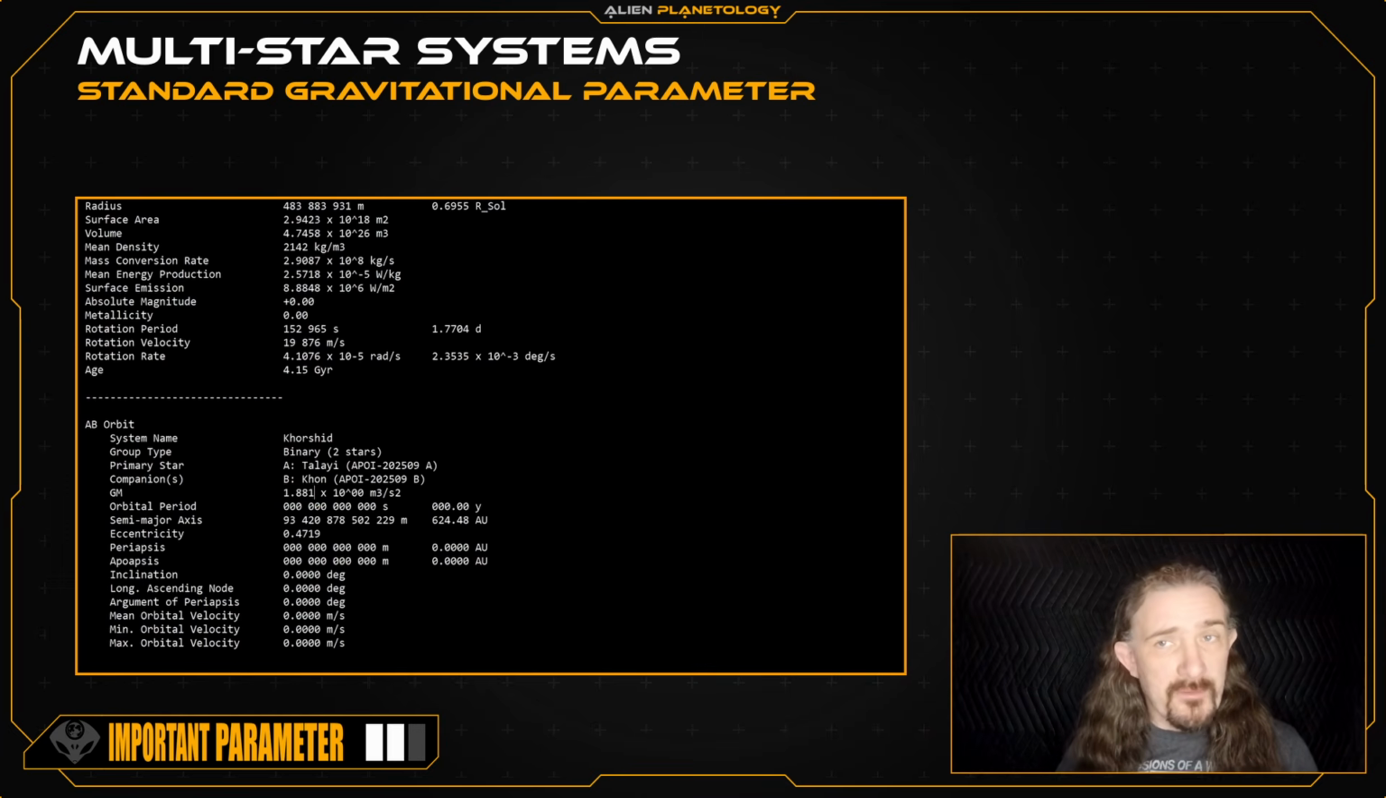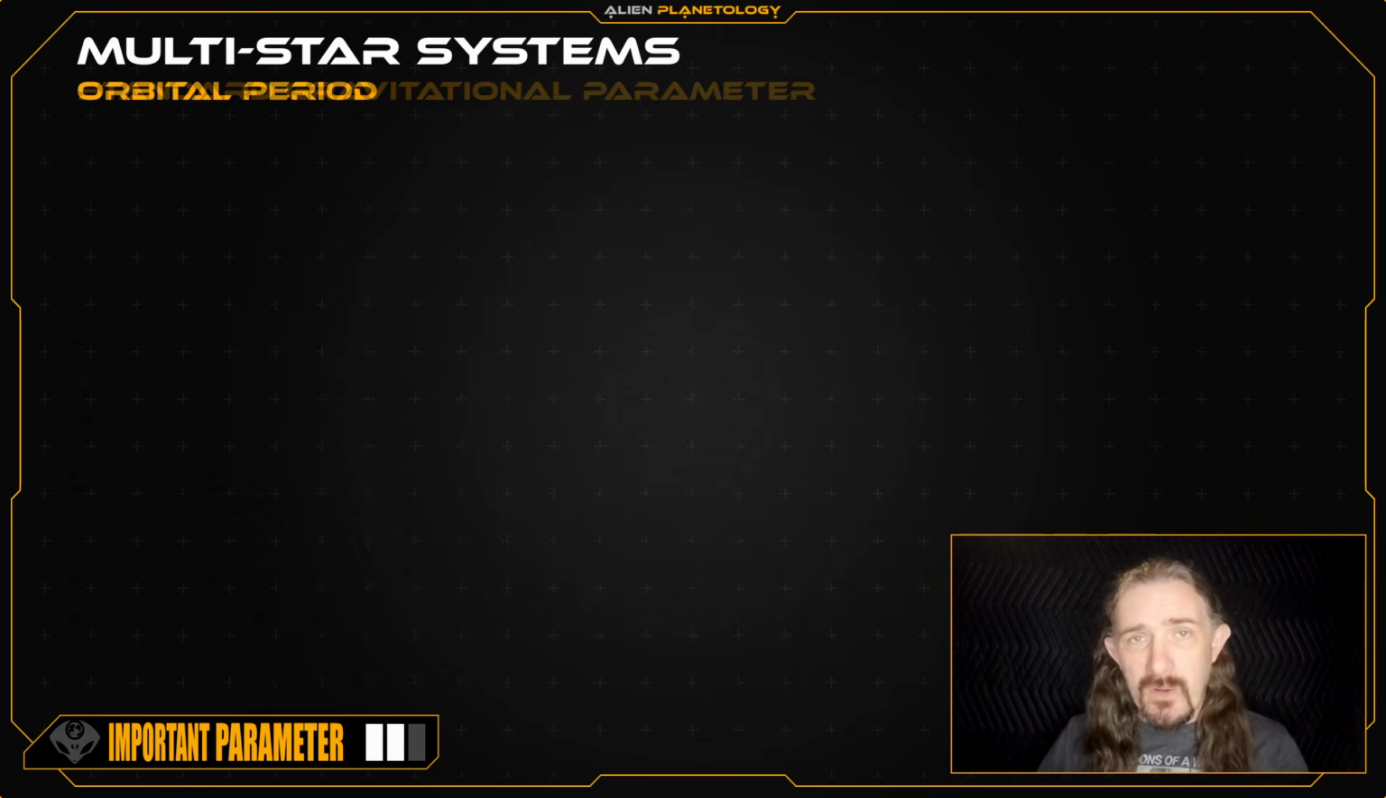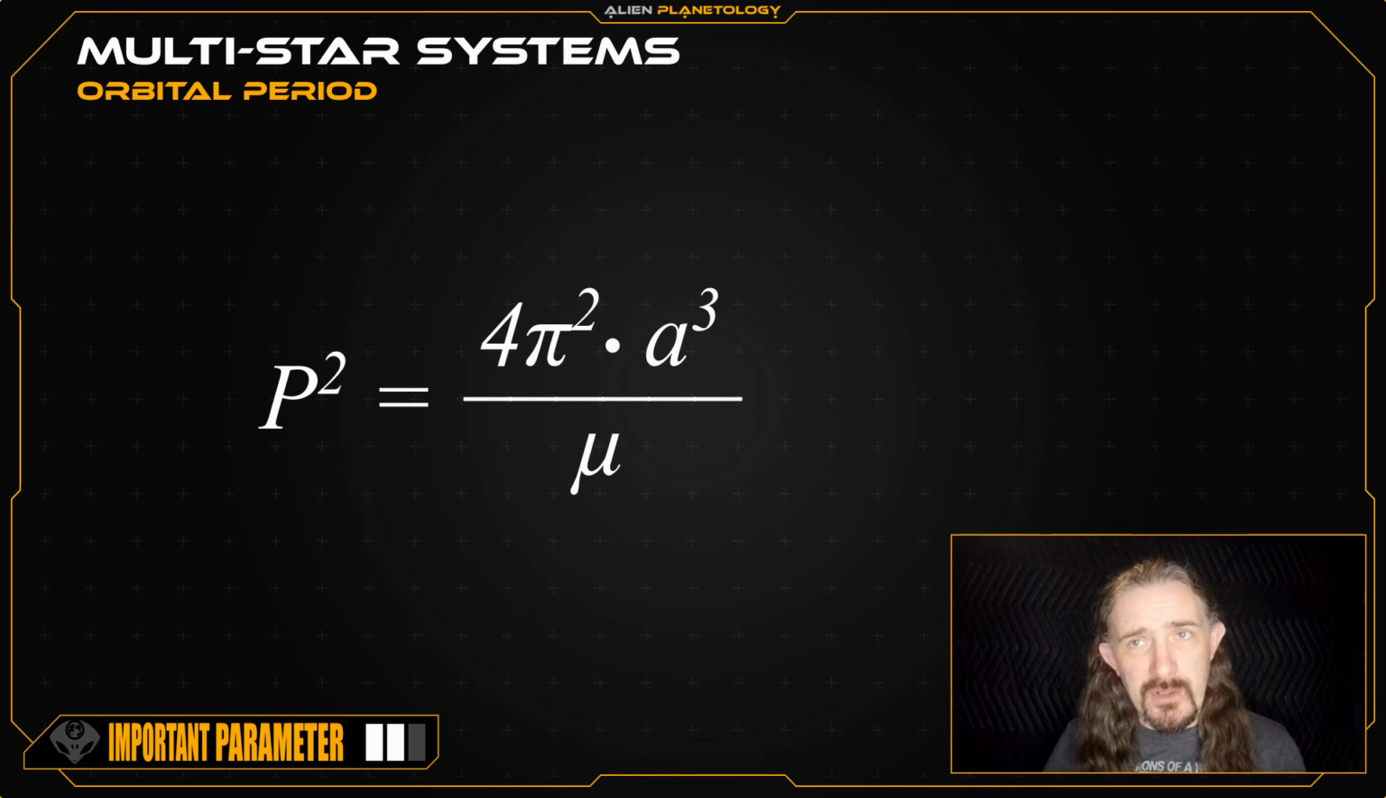Normally we only record 4 digits past the decimal point, but in this case it's a good idea to get the entire value. Next we'll calculate the orbital period of our two stars using this equation, which relates the square of the period to 4 pi squared times our star's semi-major axis cubed, divided by the standard gravitational parameter.